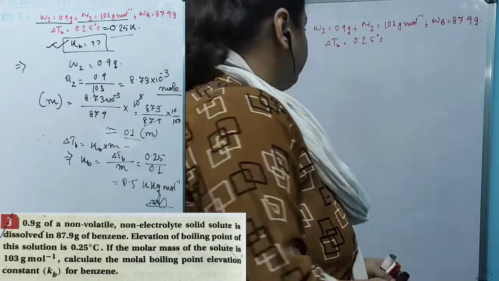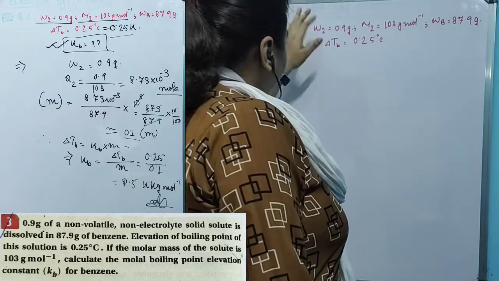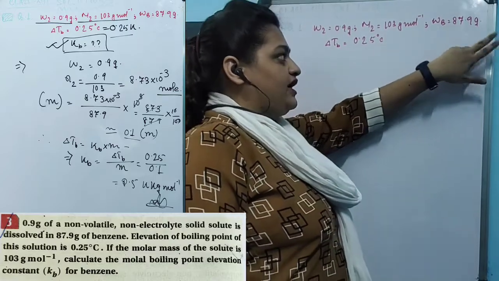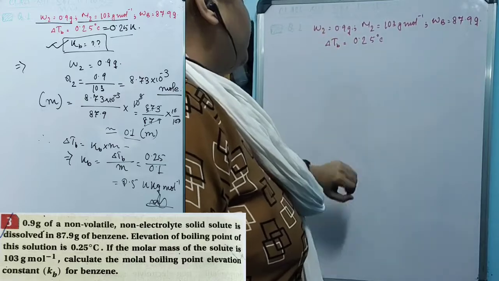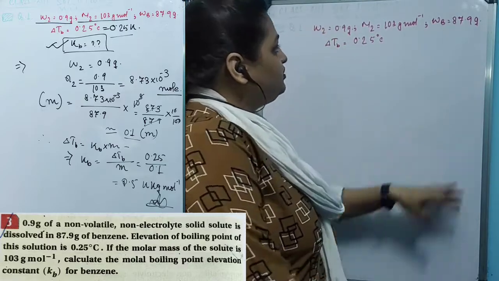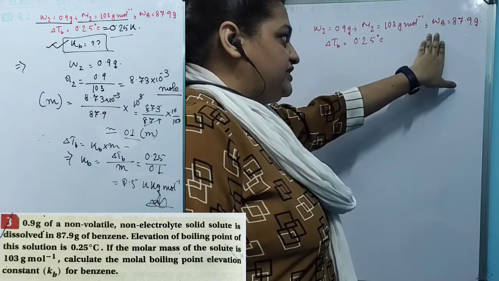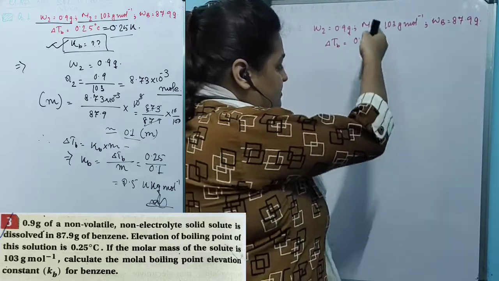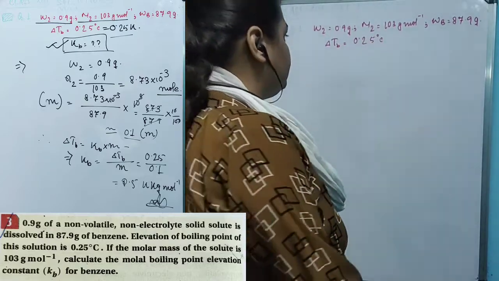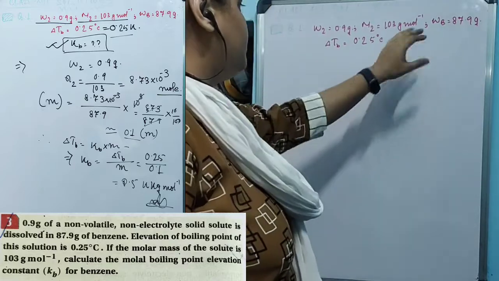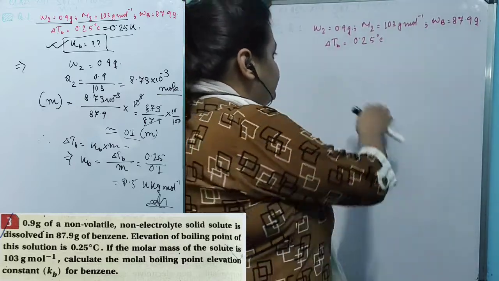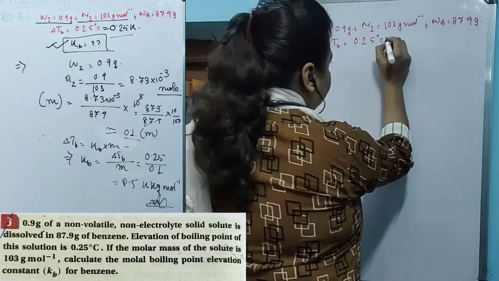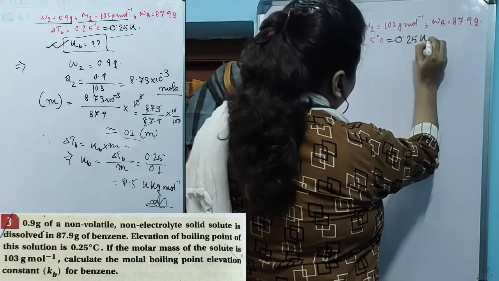The first question that we are going to study says that the amount of non-volatile solid that has been dissolved in 87.9 gram of benzene is 0.9 gram. So W2 is given as 0.9 gram, and WB, the mass of benzene, is given as 87.9 gram. The molecular mass of this solute is also given in the question, which is 103 gram per mole. The elevation of boiling point, that is delta TB, is also given, which is 0.25 degrees Celsius, or you can write it as 0.25 Kelvin.